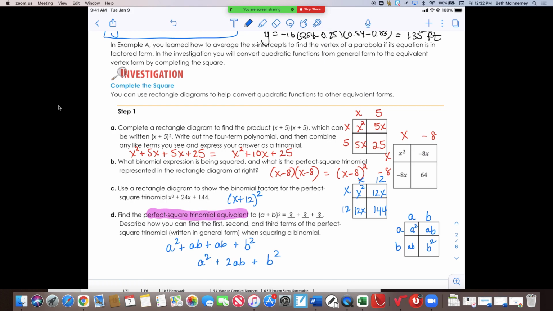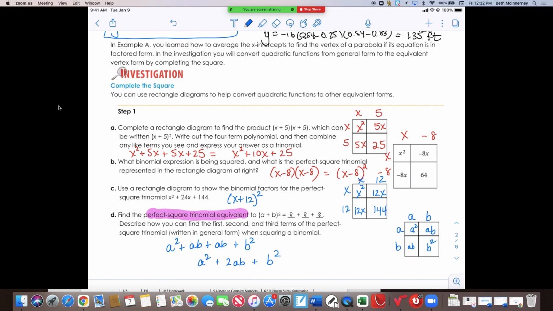The A is X, and the B is 12 here. So X squared is here, 12 squared is 144, but 2 times X times 12 is the 24X. And then if I come up here to where you would have X squared plus 10X plus 25, you see that is the X being squared, the 5 being squared, and then X times 5 times 2 is the 10X. That's called a perfect square binomial.